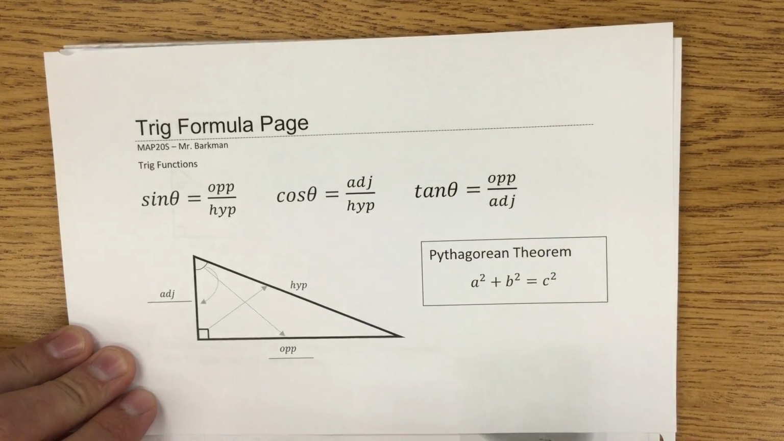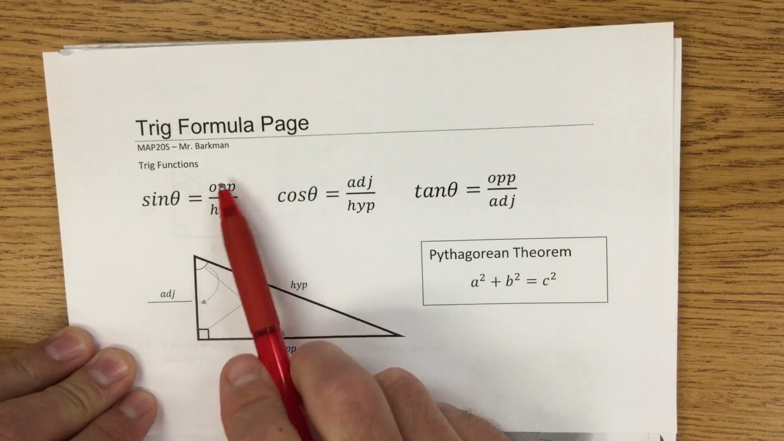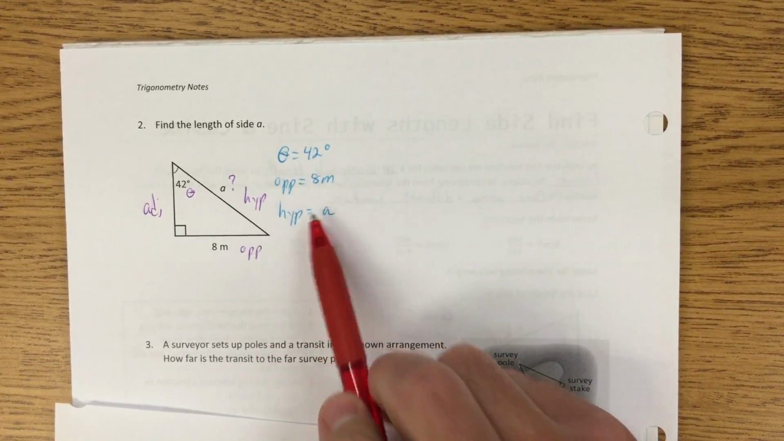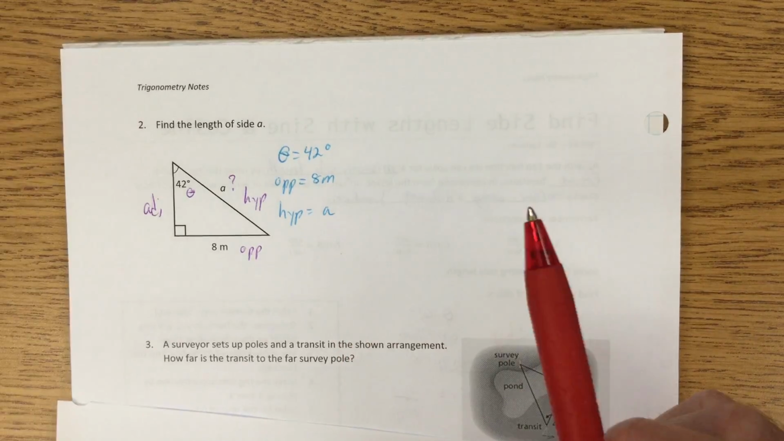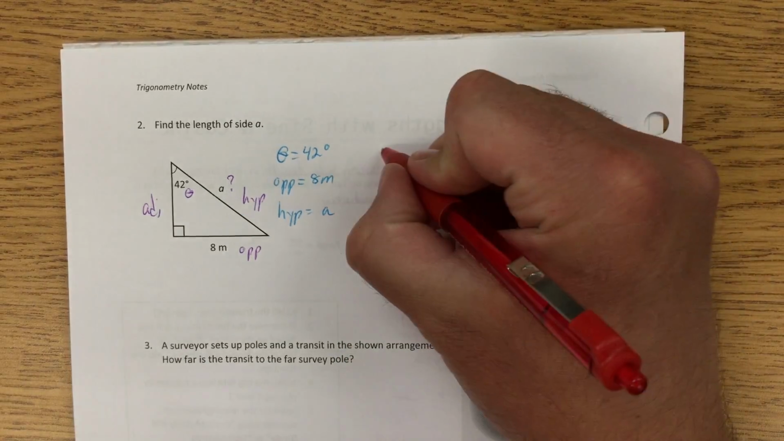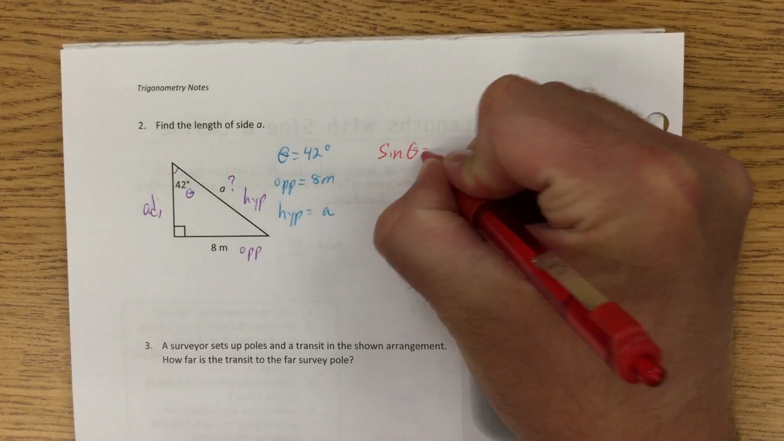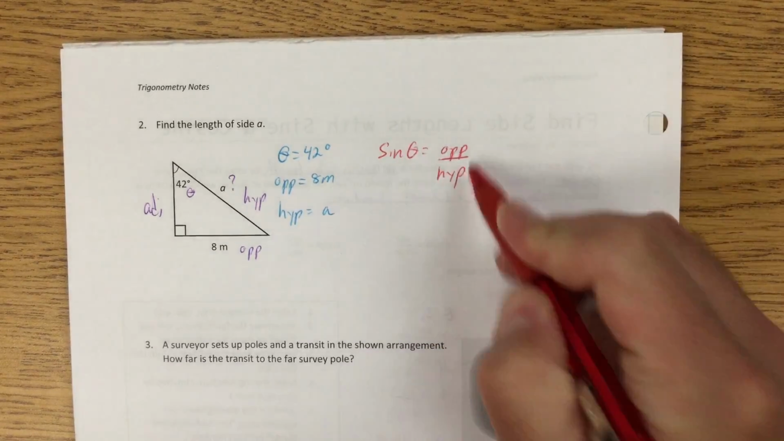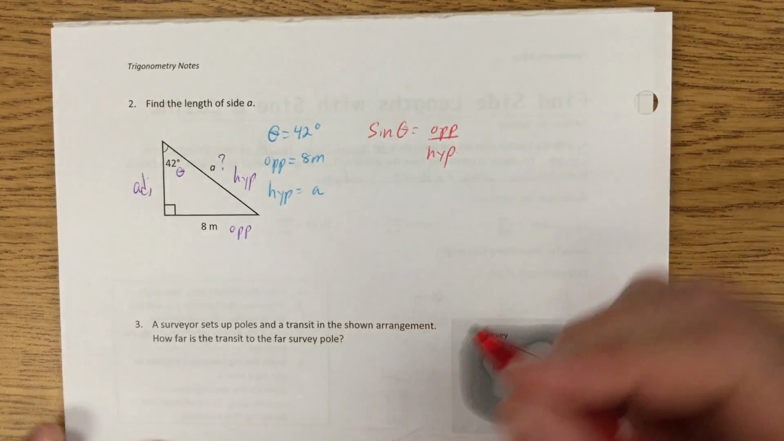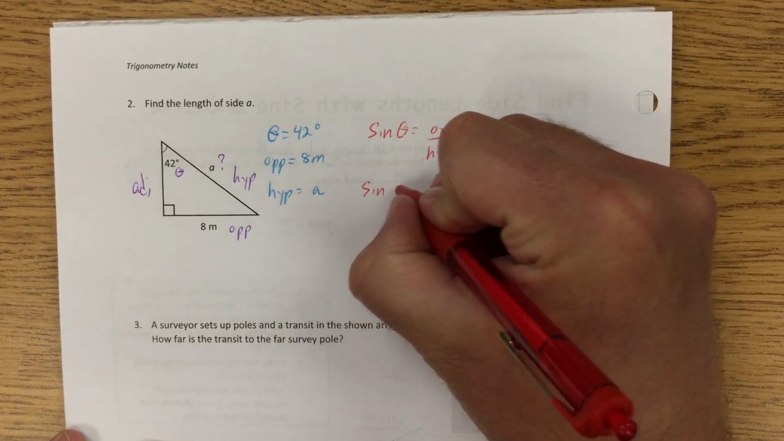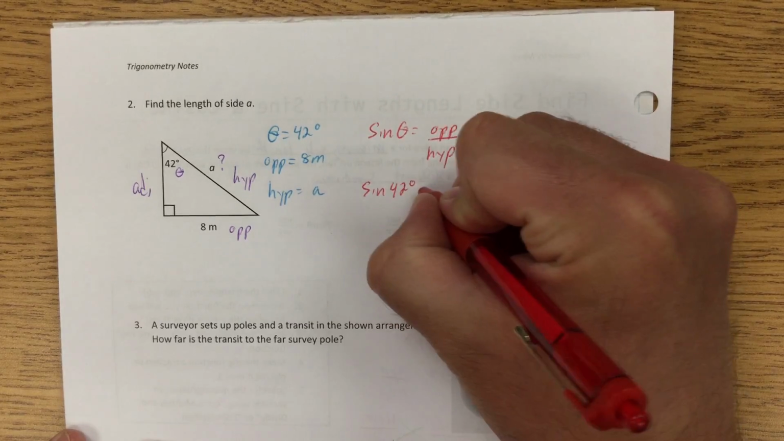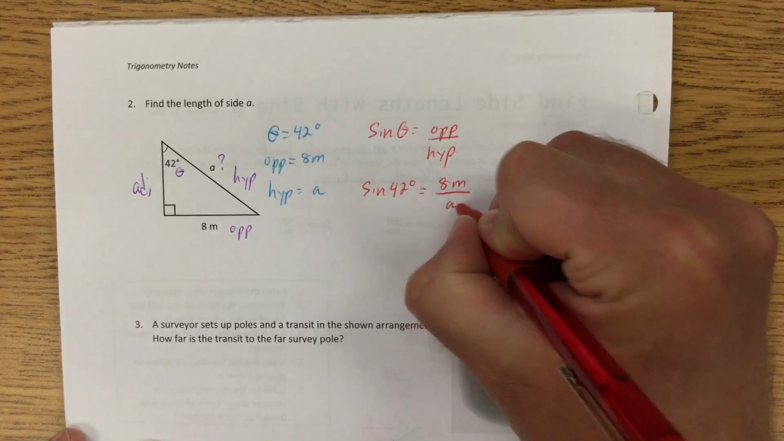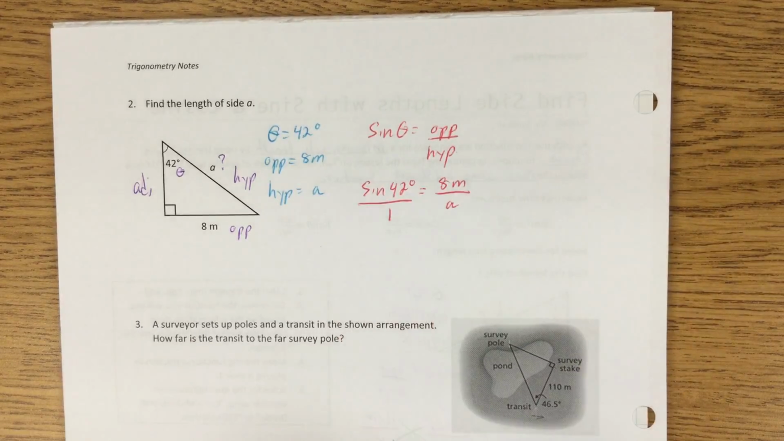So we need to find hypotenuse given the opposite. Take a look at our functions again. Sine has opposite and hypotenuse in it. Our question has opposite, and we want to try to find the hypotenuse. So we are going to use our sine function, opposite over hypotenuse. Please always write down which function you are using, and then plug in your values. Sine of 42 degrees is equal to 8 meters over something that we do not know.